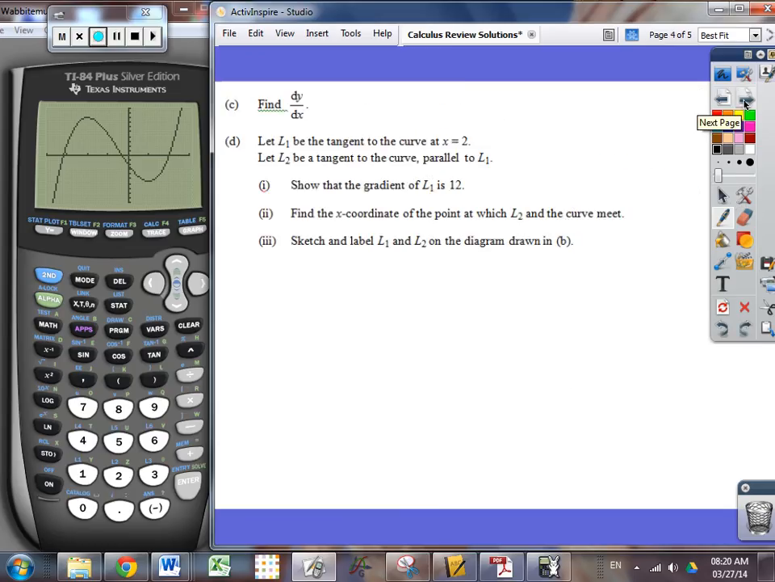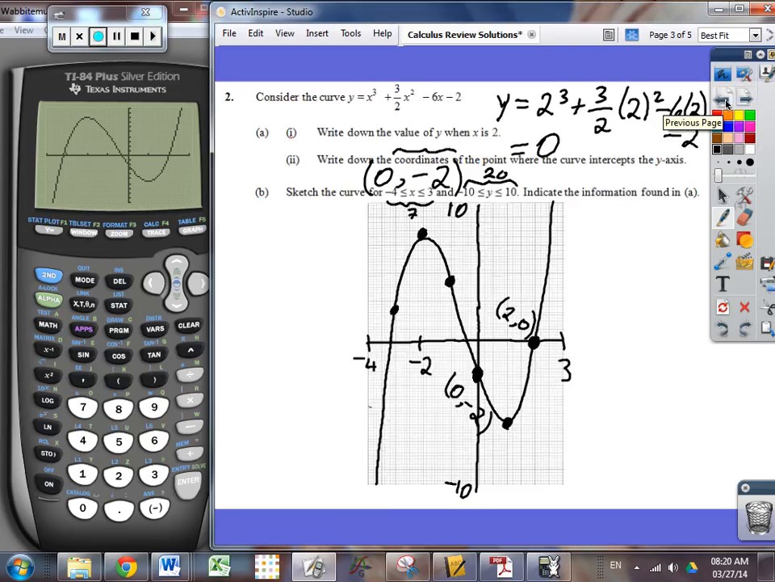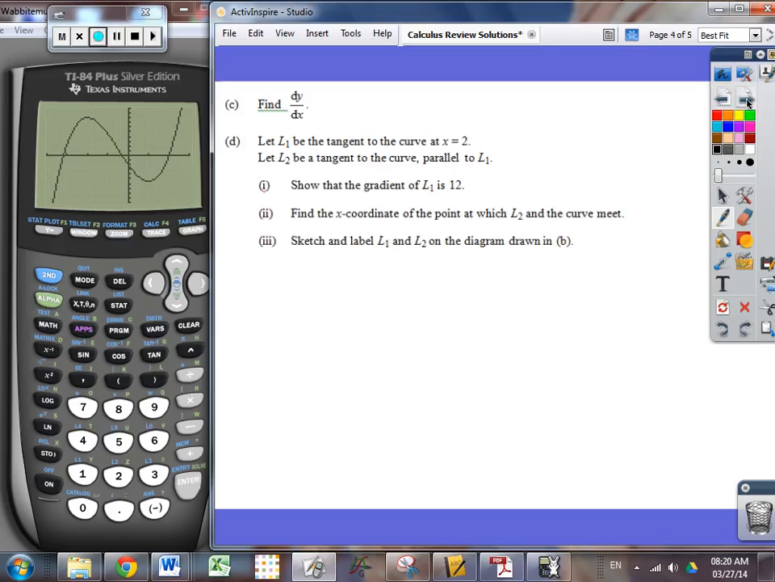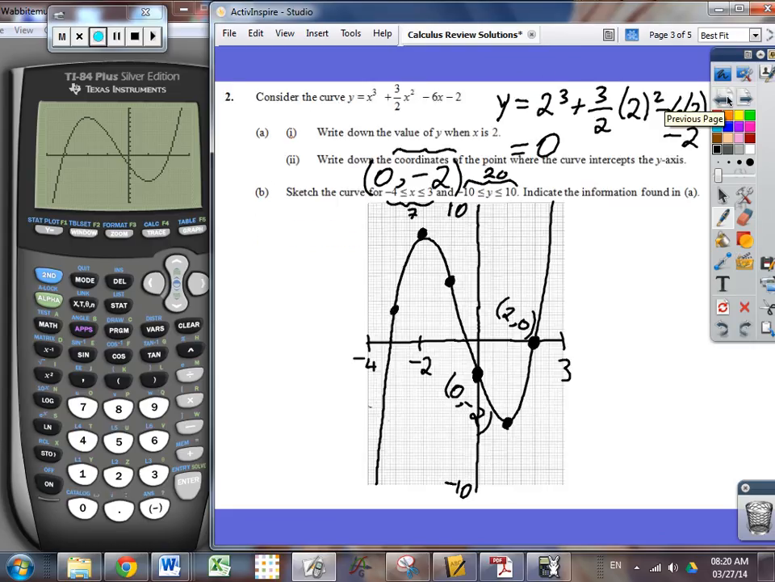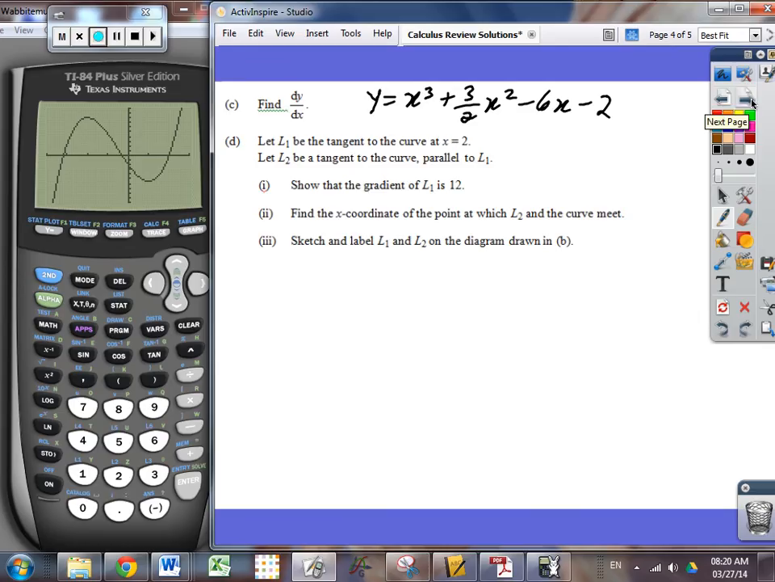Let's find the derivative of the function. Well, I need to look at it to see that. Okay, so the derivative of x cubed is 3x squared. Tell you what, I'm just going to recopy the function on the next slide. It'll be easier for me. So I've got x cubed plus 3 over 2 x squared minus 6x minus 2, I think is right. Yes. Alright, let's differentiate it.